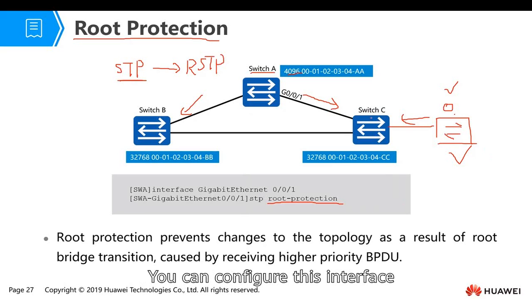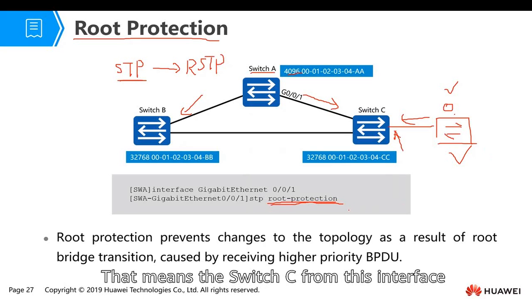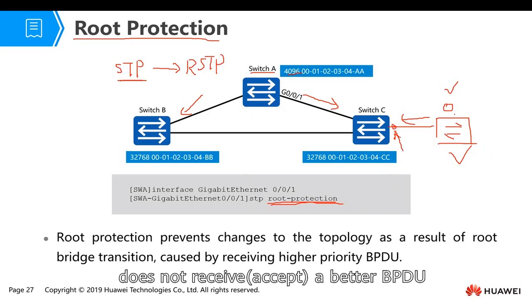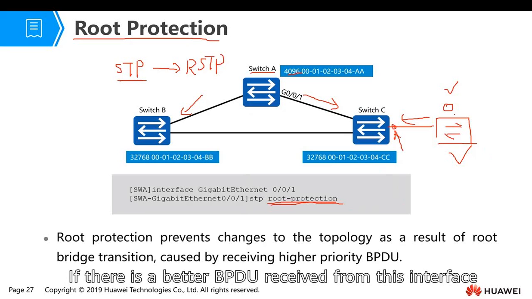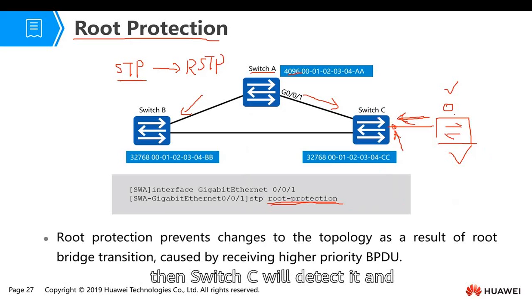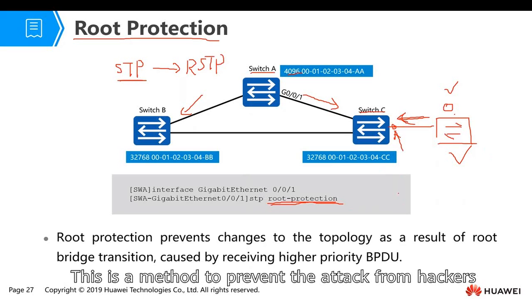You can configure root protection on this interface. What's root protection? It means that if switch C receives a better BPDU from this interface, then switch C will detect it and put this interface into a blocked state. This is a method to prevent attacks from hackers.